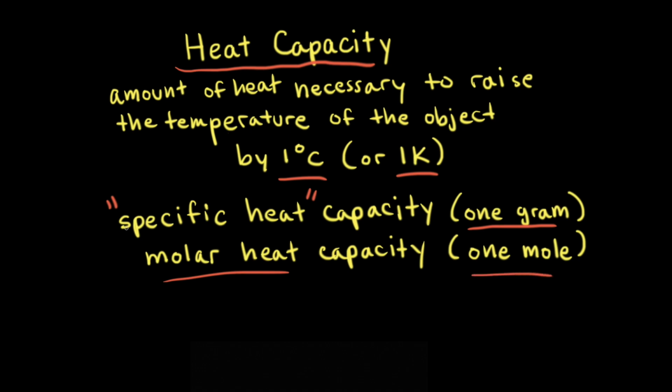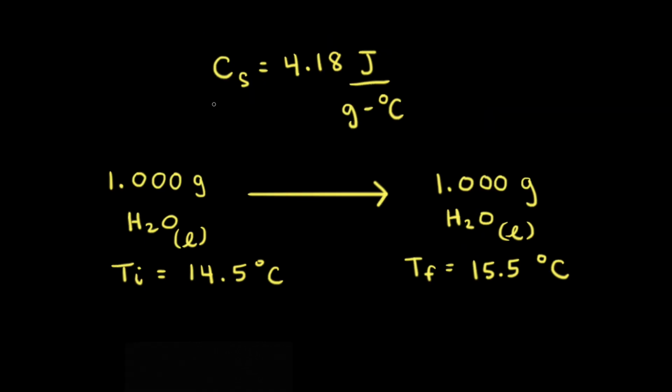We symbolize specific heat with a capital C and a subscript S for specific, and molar heat capacity is symbolized by capital C with a subscript M. First, let's look at specific heat. The specific heat of water is equal to 4.18 joules per gram degree Celsius.